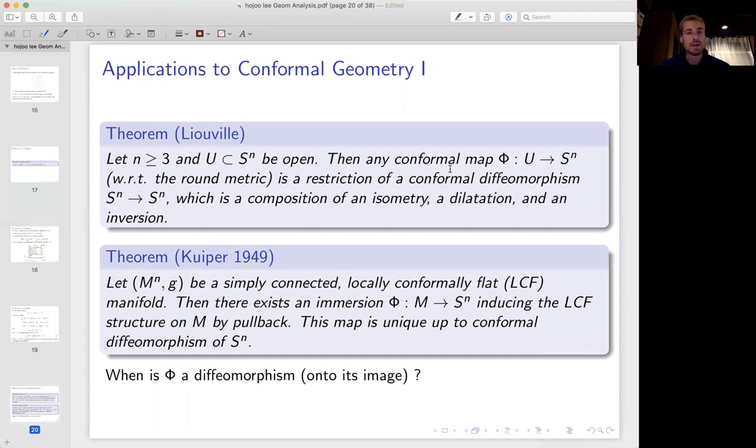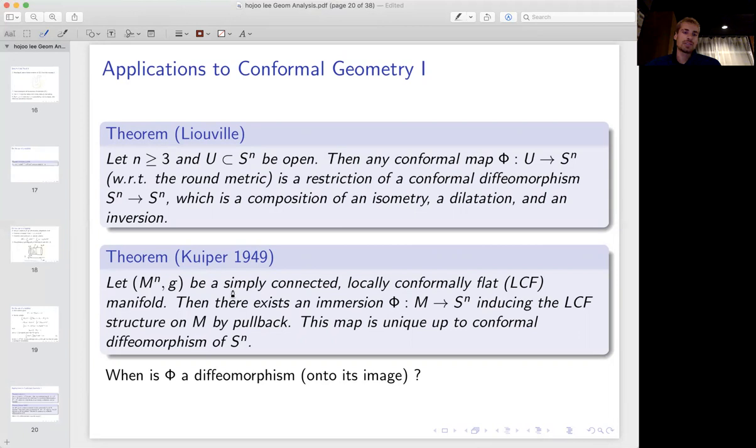But there's also applications to conformal geometry, and that actually comes from a paper of Schoen-Yau in '88. So there are two classic theorems, Liouville and a theorem of Kuiper. Essentially, if you have an open subset of S^n, then a conformal map to S^n with respect to the round metric is a restriction of a conformal diffeo, which is a composition of an isometry, dilatation and inversion.